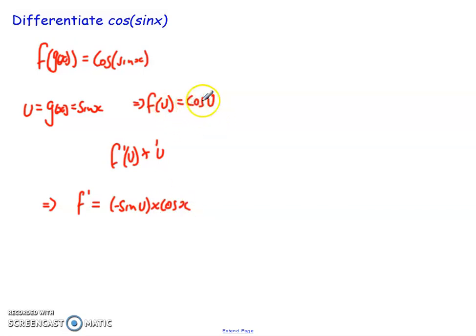So I've got my cos u now become a negative sine u, and my cos x there, but look at it, there's still a u in here, so I've got to substitute in to get rid of that. So my overall derivative, f dashed, is going to equal negative sine of sine x times cos x. There you go, there's your final answer for that one.